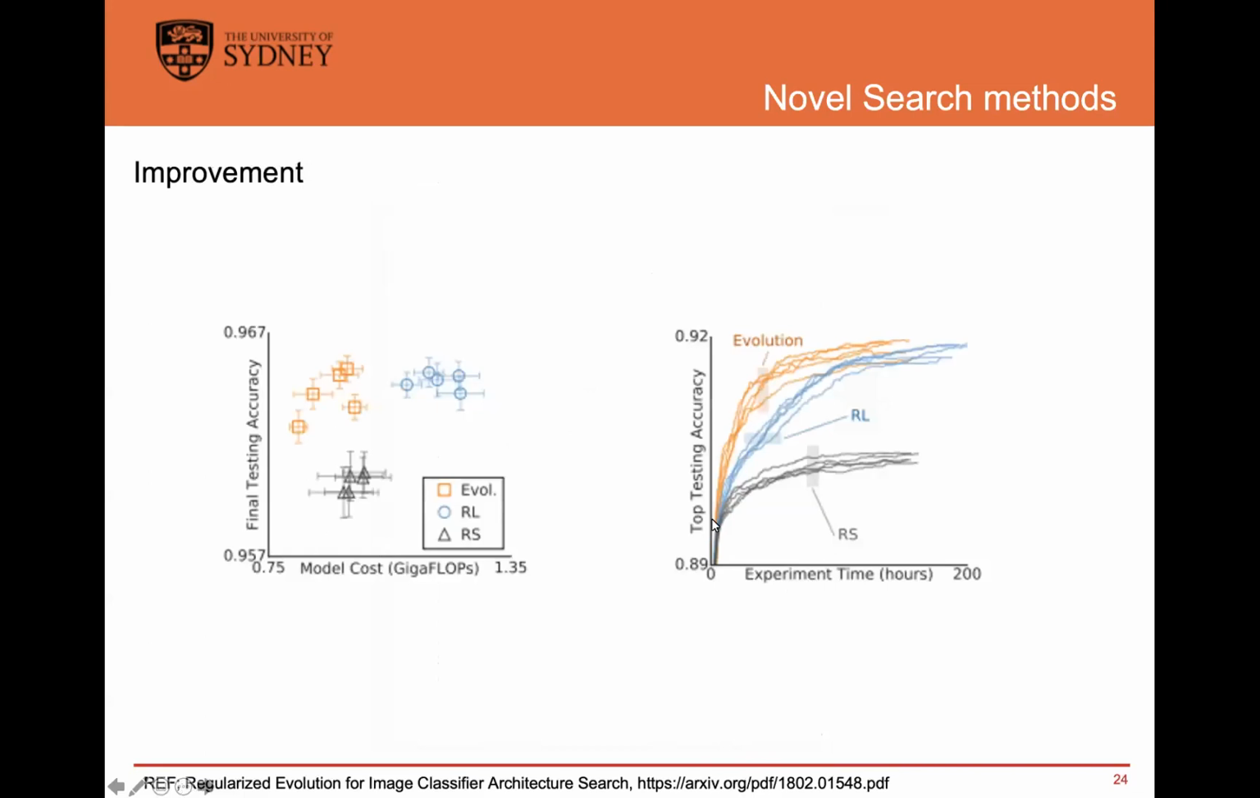And then for improvements, we have the random, this is a random search, so basically just searching by randomizing. And this is by reinforcement learning, which the RNN model was based on. And this is by evolution.